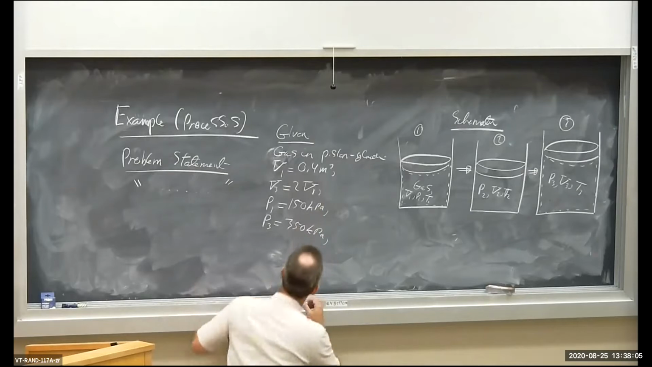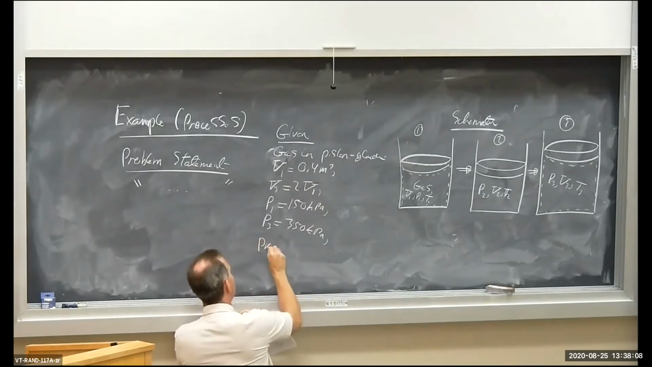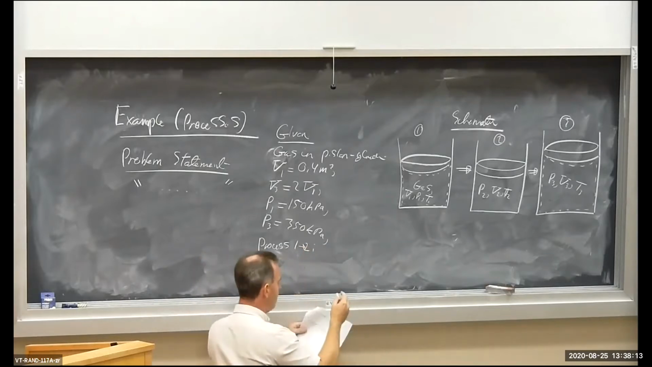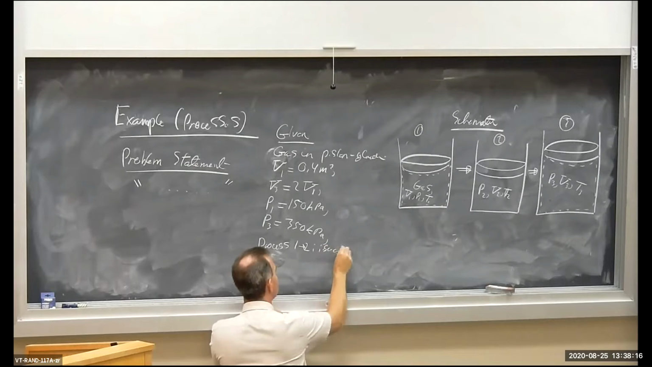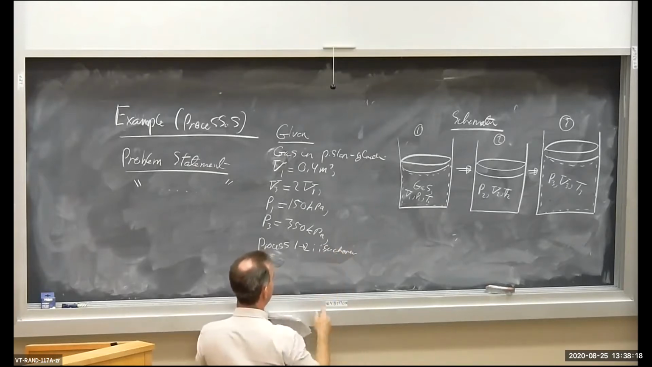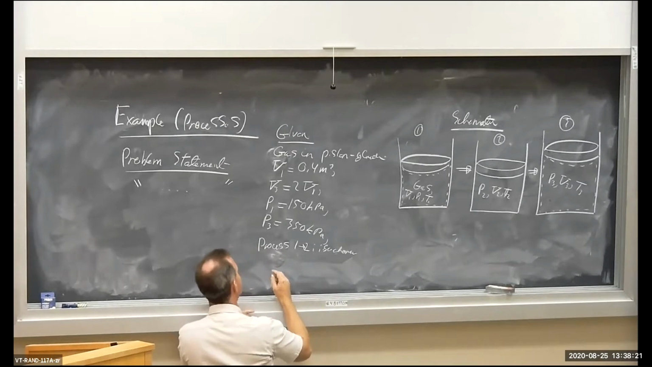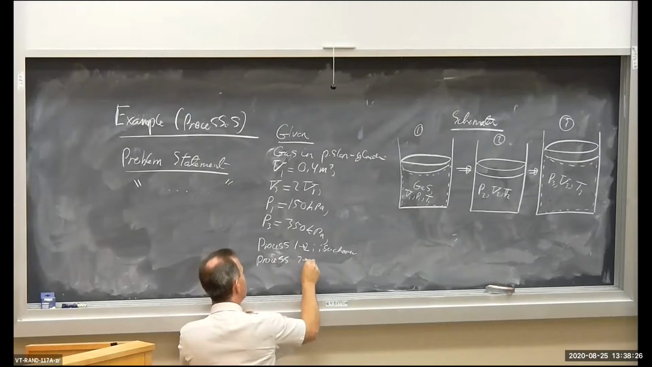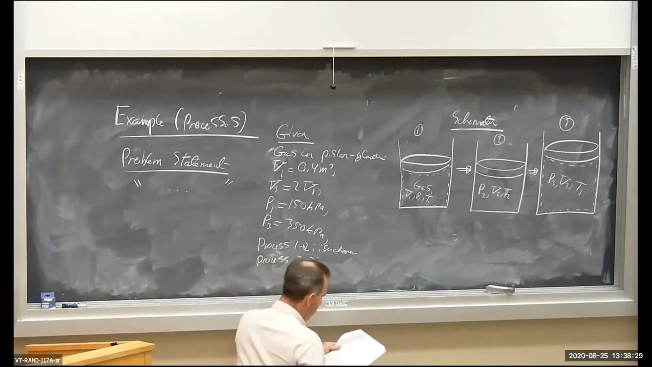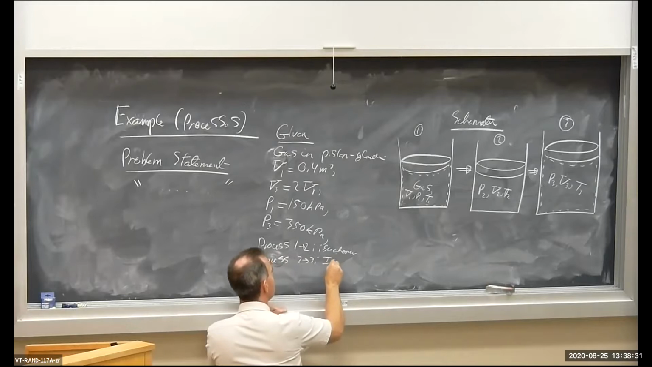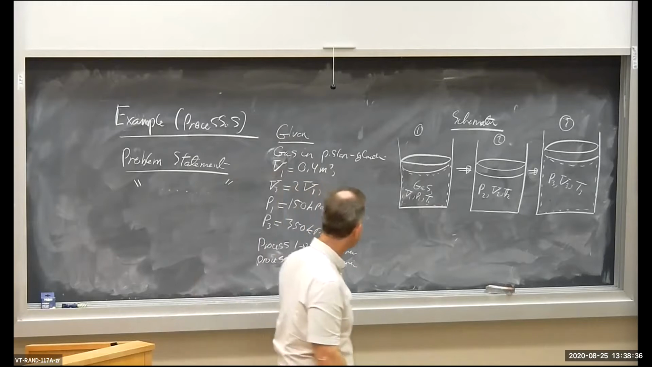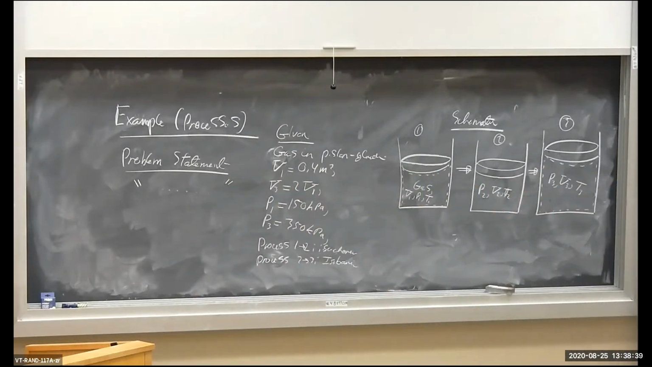Okay, what are the processes? Process 1 to 2 is isochoric. You can kind of see that the piston isn't moving. And then process 2 to 3 is going to be isobaric. Process 1 to 2 is isochoric. Process 2 to 3 is isobaric.